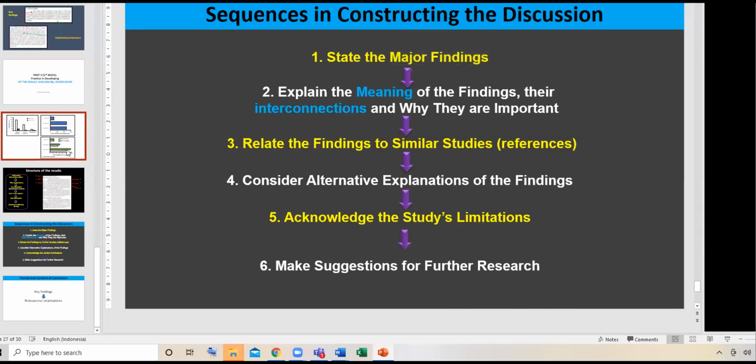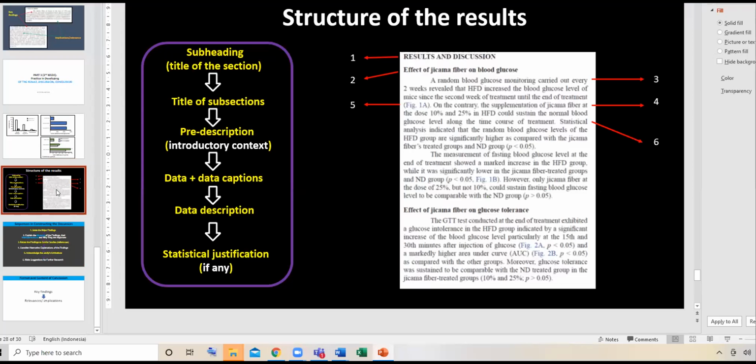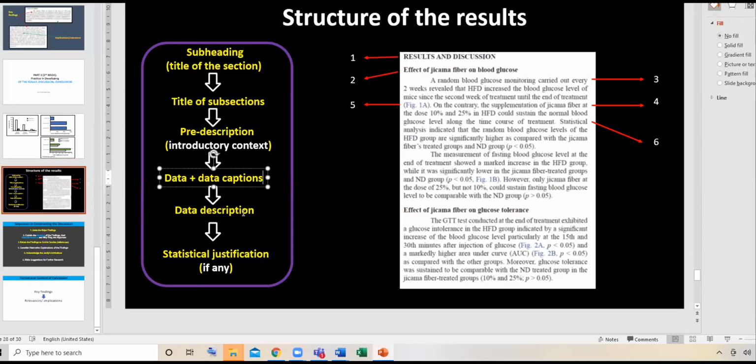So do not forget, once again, when we describe the data, put the subheading and the subsection, and then please put the introductory context of the data, every single data, and then you will describe the data, and you will show the data like this, data captions, and then data descriptions, and afterward you will follow it with statistical justifications, if any. If there is no statistical justification, then you will end only with data descriptions.